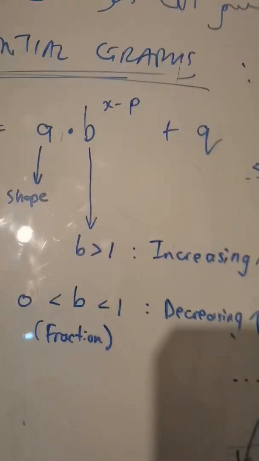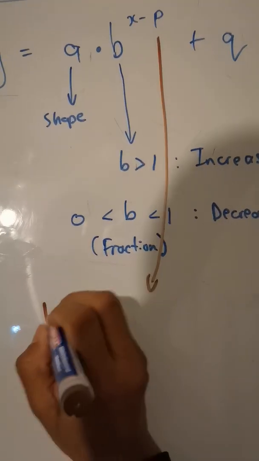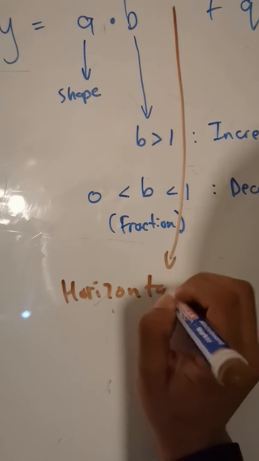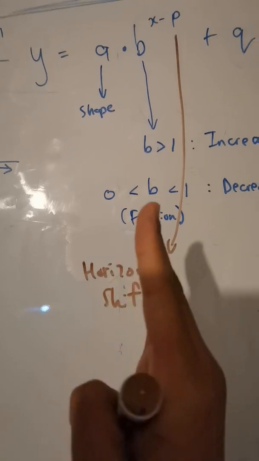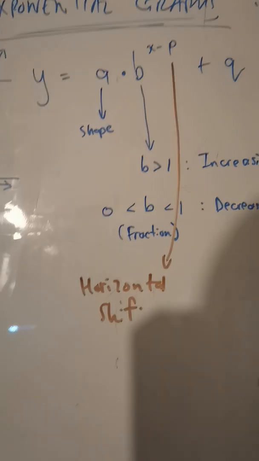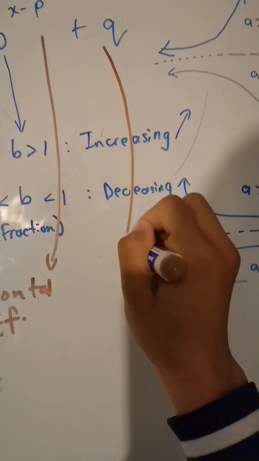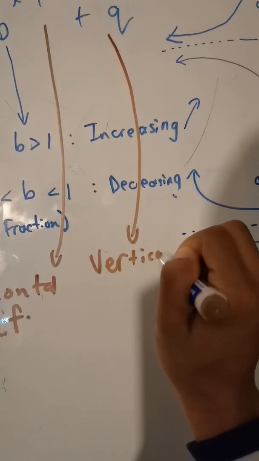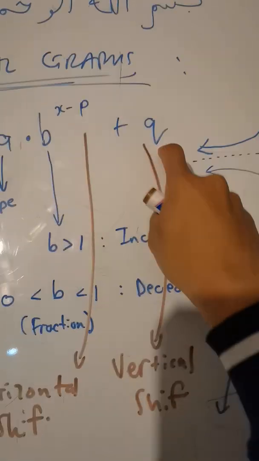And then the p-value. Now the p-value is for horizontal shift. So remember, if we go 3 units to the left, you're going to plus 3, and if you go 3 units to the right, you must minus 3 by this value. Okay, and then the q is for vertical shift. So if you go 3 units up, you're going to plus 3. If you go 3 units down, you're going to minus 3. Make a very important note of that, please.